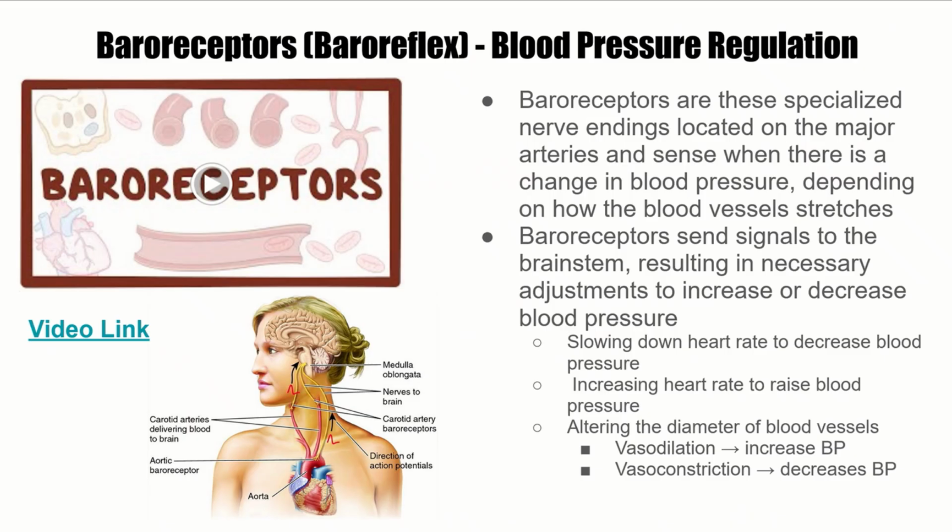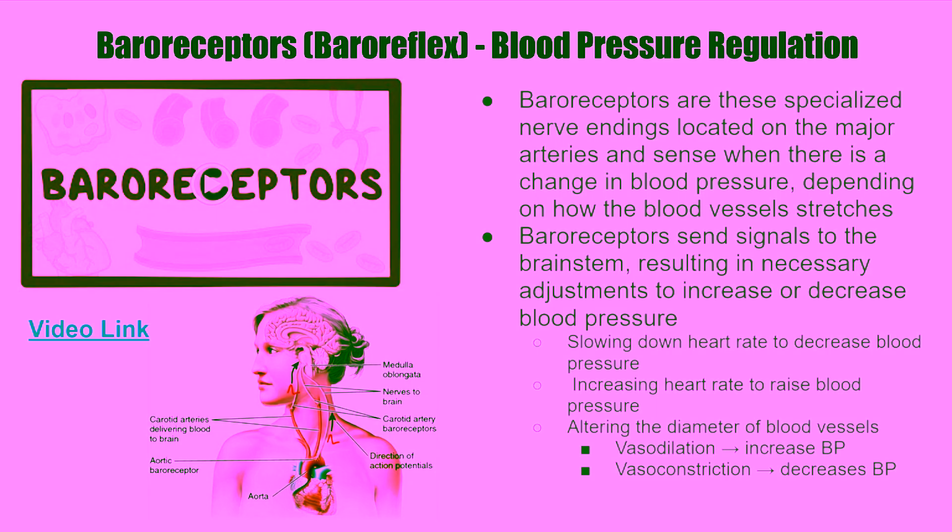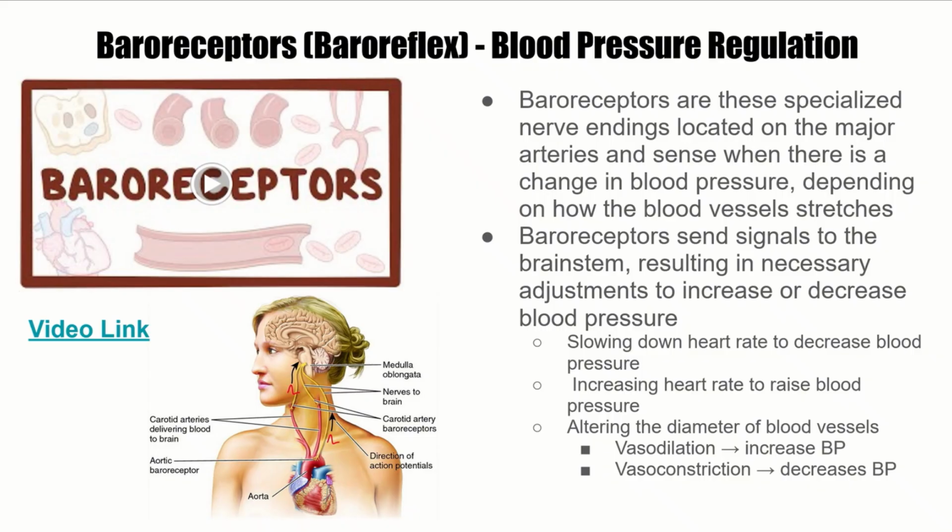Okay, baroreceptors and blood pressure regulation. Baroreceptors are specialized nerve endings located on the major arteries and sense when there is a change in blood pressure. Depending on how the blood vessels stretch, baroreceptors send signals to the brainstem, resulting in necessary adjustments to increase or decrease blood pressure. These adjustments are slowing down heart rate to decrease blood pressure, increasing heart rate to raise blood pressure, and altering the diameter of blood vessels. Vasodilation is the widening of blood vessels, decreasing blood pressure, while vasoconstriction is the tightening of blood vessels, increasing blood pressure.